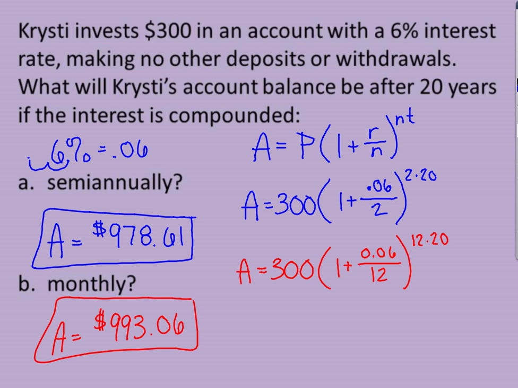So if you are offered 2 different accounts, one where interest is compounded semi-annually and one where interest is compounded monthly, monthly is going to make you more, not a whole lot more, but it will be more money because they are compounding it more frequently. That means they're generating the interest it earns in a more frequent pattern.